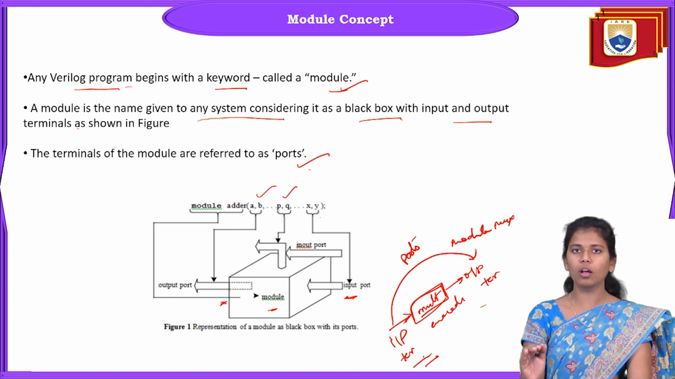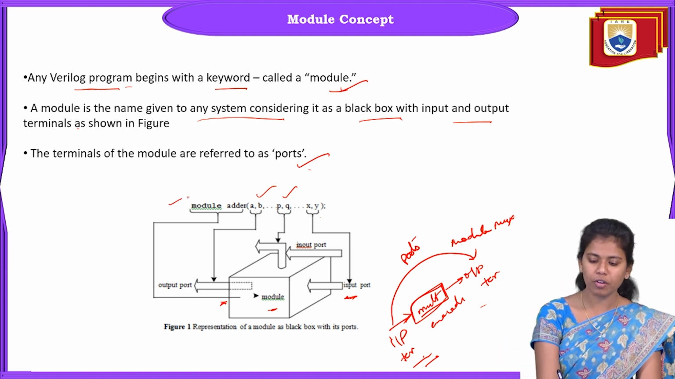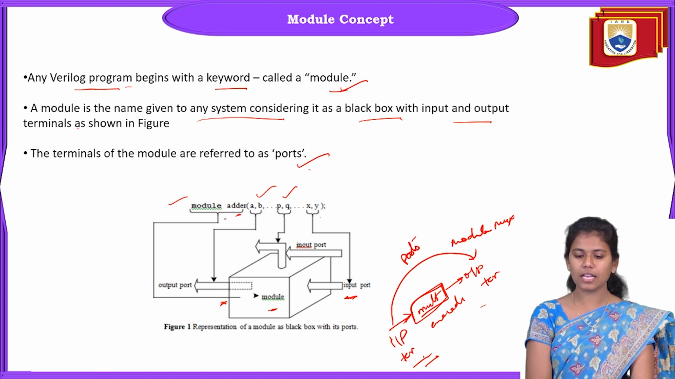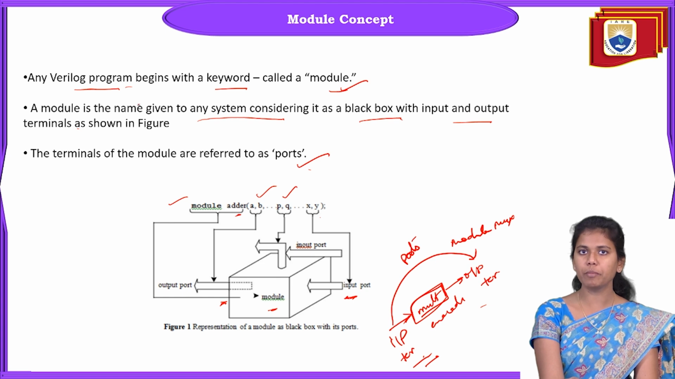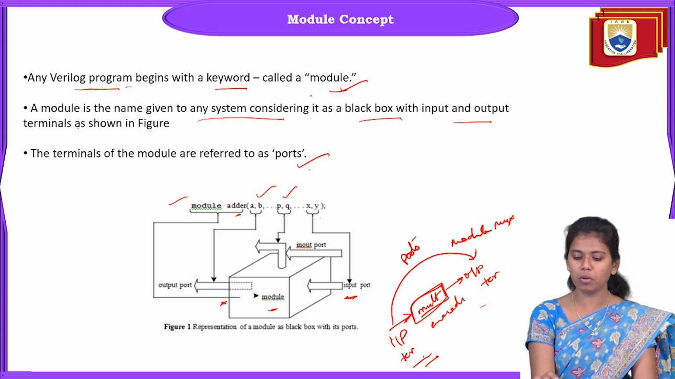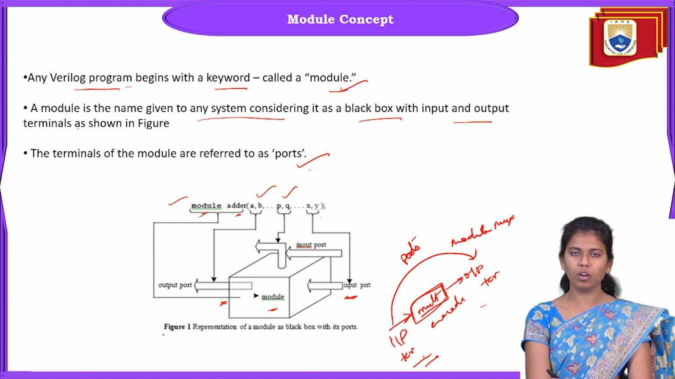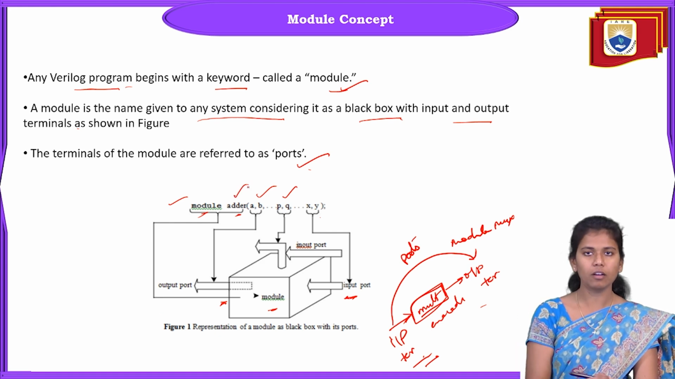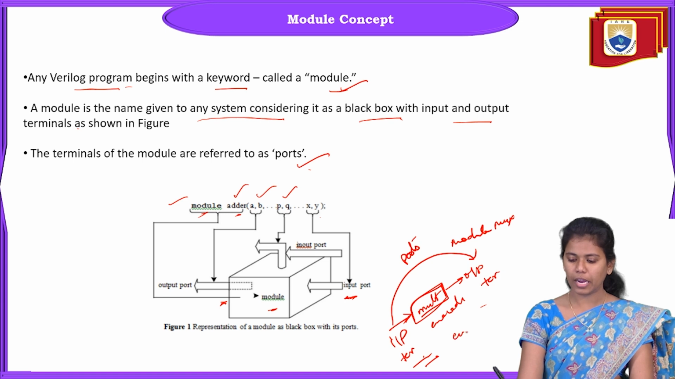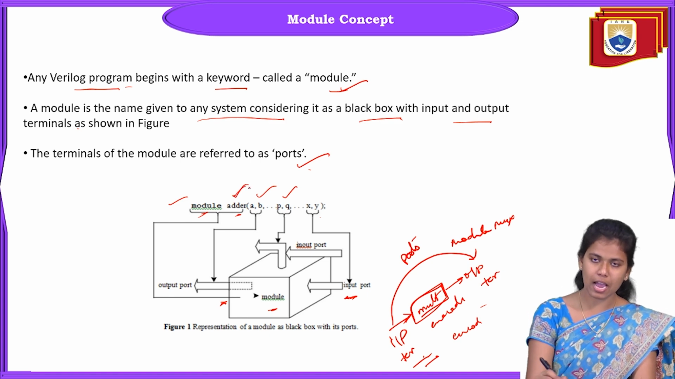So the overall module name is an adder. As I said, a Verilog program should begin with a keyword called module. So this is the keyword module, and the circuit I am considering is an adder. You can go for a multiplexer, encoder, whatever it is, but in this particular figure, I am considering it as an adder.